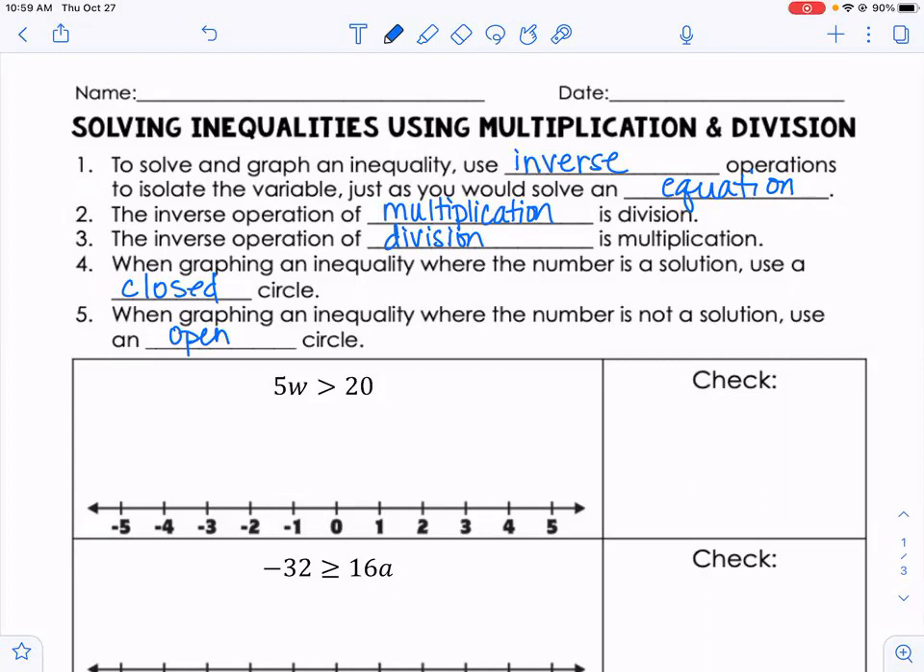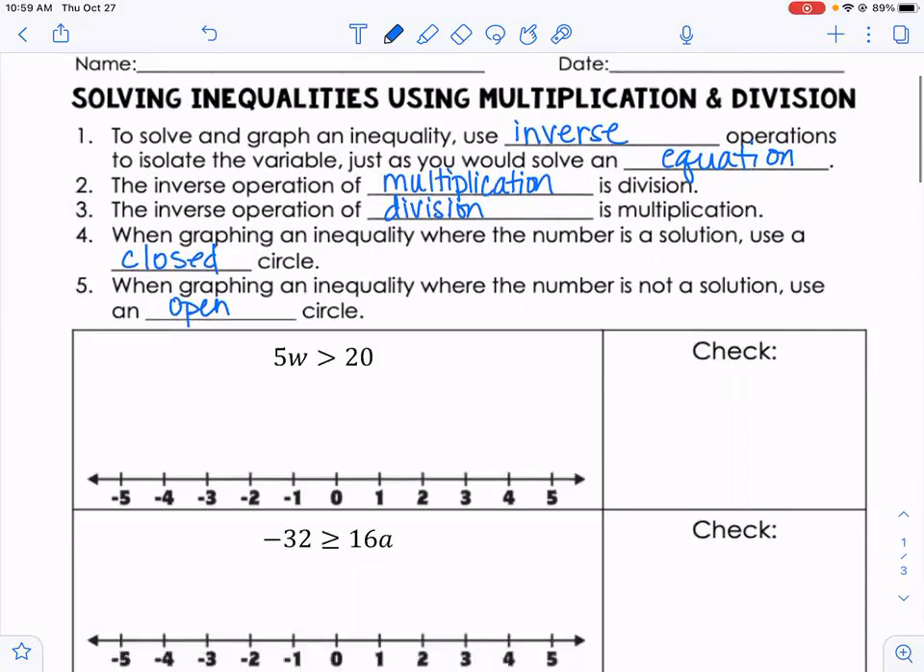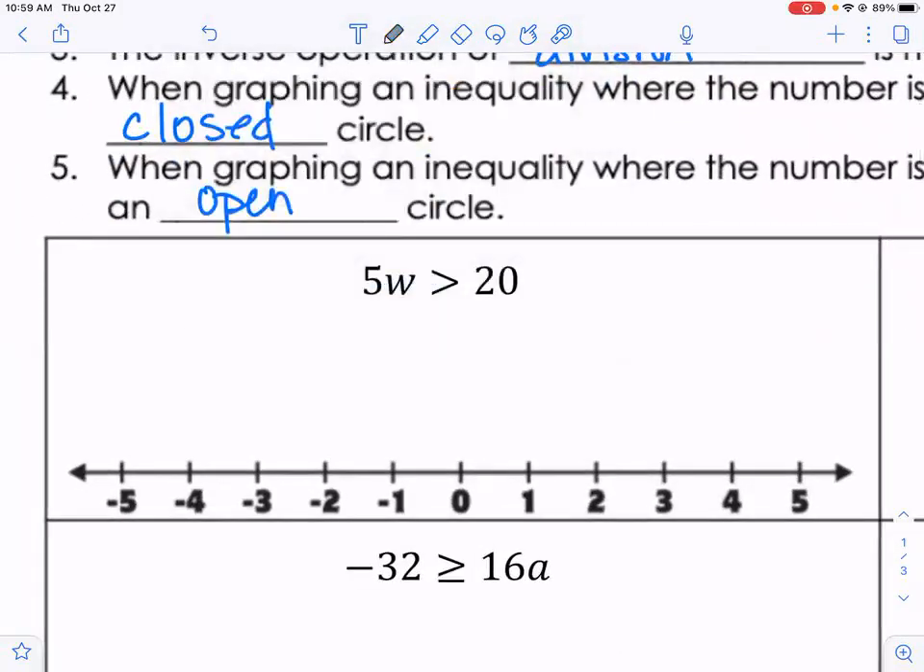Okay, we're gonna do this first example. Draw your fence. Okay. Now you're going to notice today that the numbers that are being divided or multiplied to our variable are always going to be positive. Tomorrow we're going to talk about when that's not the case. Okay. So look at this.